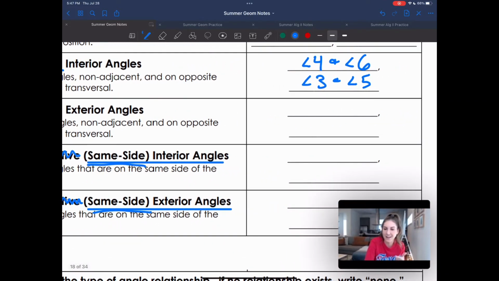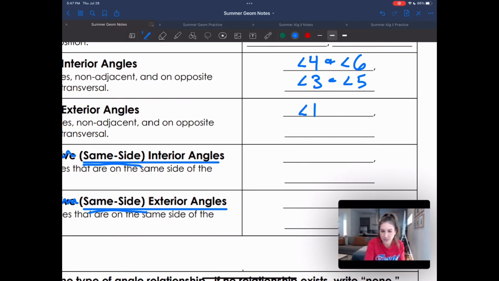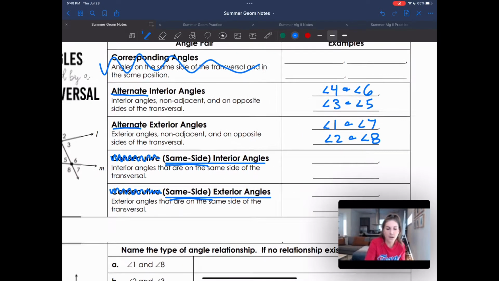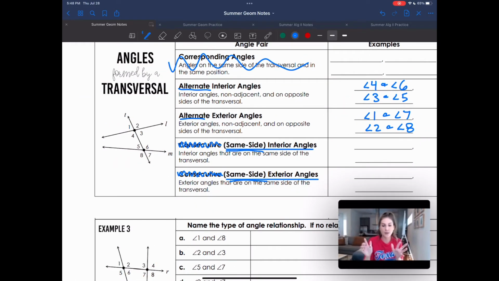Okay, let me write it down. Angle 1, angle 7, angle 2, angle 8. All right, so that covers all the alternate ones. Now let's look at the same-siders, as I call them. We've got same-side interior and same-side exterior, and then we'll finish it off with the corresponding ones. We'll go back to the top.